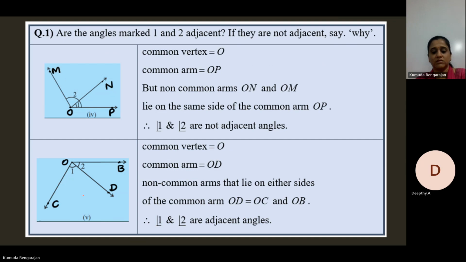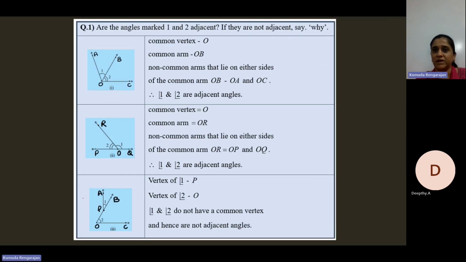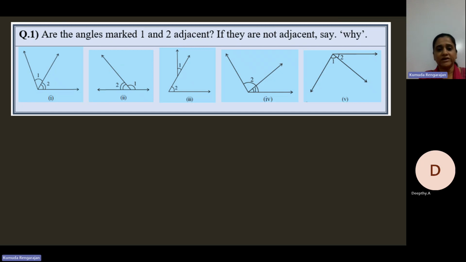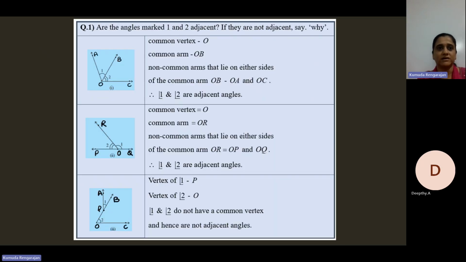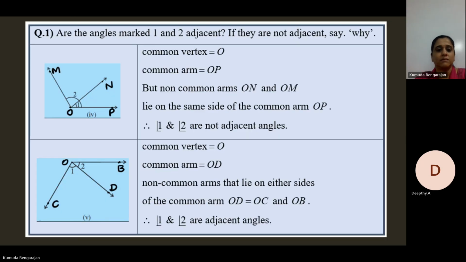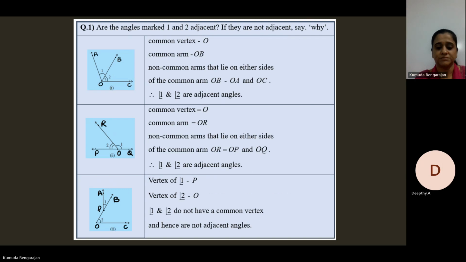When I share the images, you can see it's all explained. What we discussed, you can see it here. When the figure is not marked, you need to mark it so that you can express yourself. If there are no markings, it's difficult to express yourself. You can read it when you do your homework.